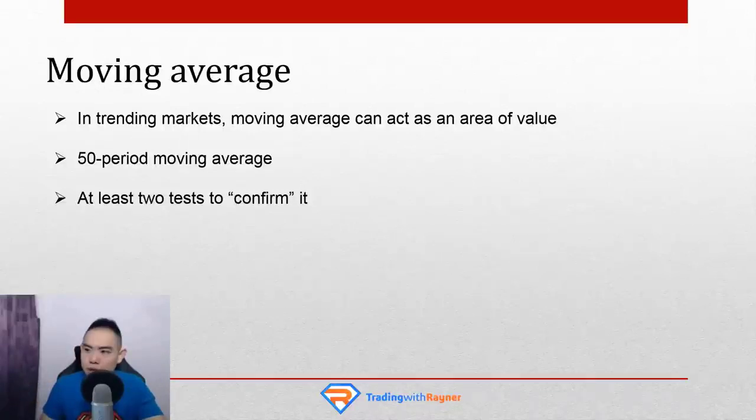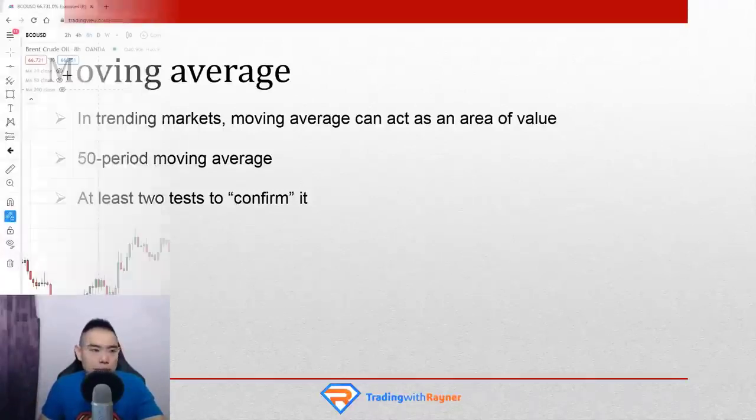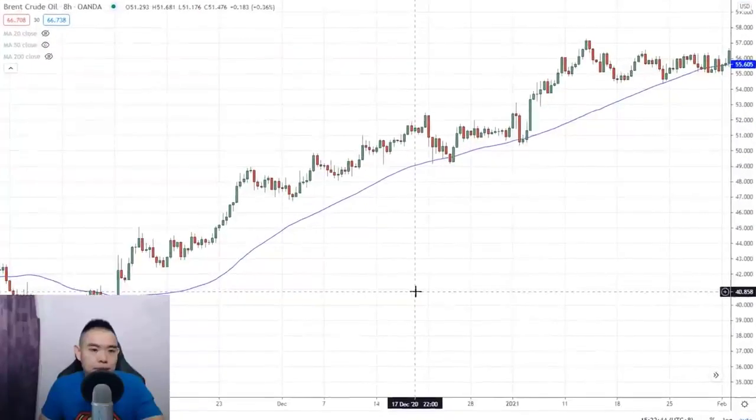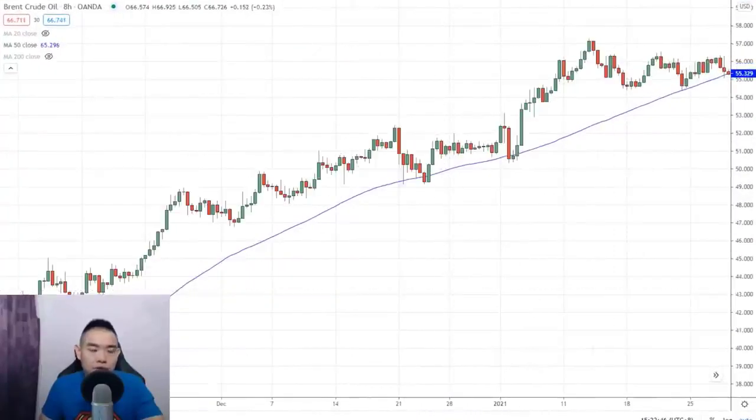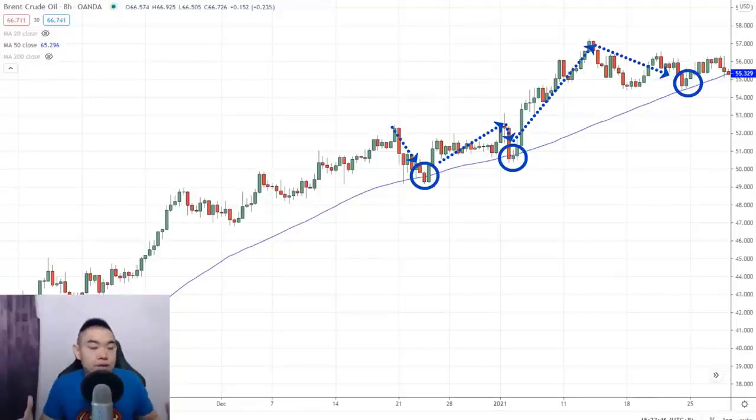So let me walk you through some charts so you know what I mean. You can see over here, this is Brent crude oil. Over here, we have 1 test. Price tested the moving average once. Then it breaks above this swing high, tested a second time, breaks out above this swing high, and then tested here a 3rd time. So we have 3 tests over here. This means if in future, maybe for a 4th time, the price comes back to this 50-period moving average, I can say, hey, this is an area of value for this particular market and on this time frame. I can look for buying opportunities at this 50-period moving average since it's acting as an area of value.